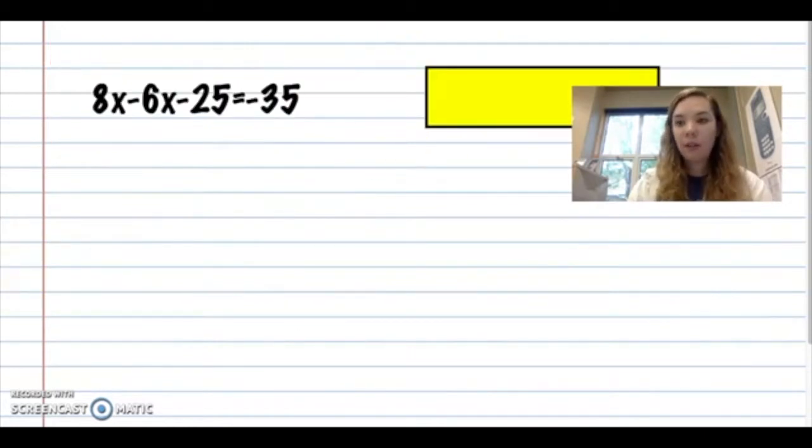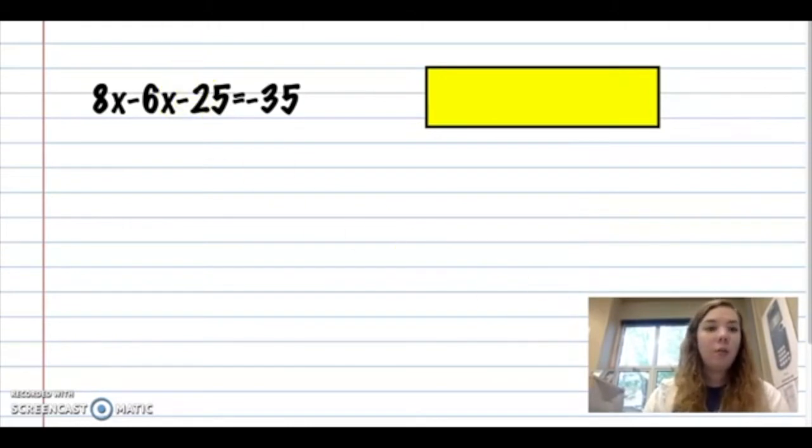Okay, here's our first example. So we have 8x minus 6x minus 25 equals negative 35. So the first thing I'm going to do is draw the line down. Step 1 is to distribute if necessary. In this one, we don't have any parentheses, so we do not need to distribute. What we do need to do is step 2, which is combine like terms.